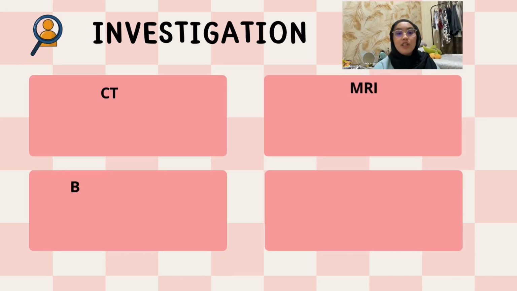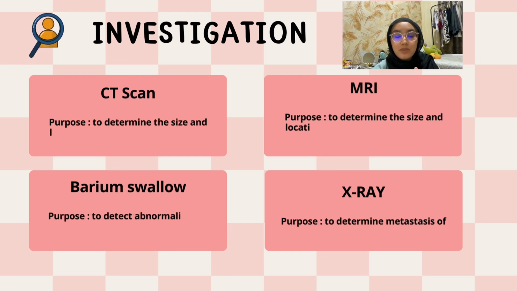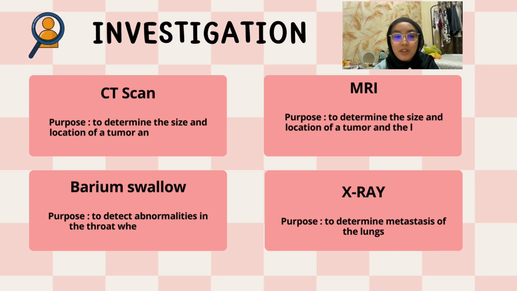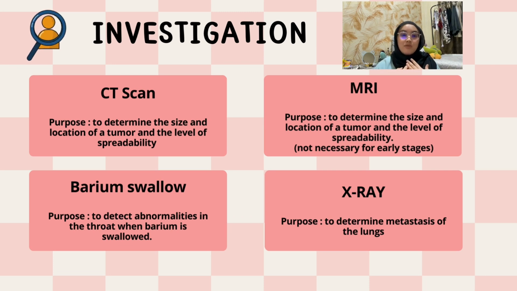Next, the physician also orders a CT scan and MRI to determine the size and location of a tumor and its level of spread. However, MRI is not necessary for early stages of the cancer. And then next we have the barium swallow. Barium swallow is a procedure performed to detect abnormalities in the throat when the barium is swallowed. And then we also have X-ray. The doctor may order an X-ray to determine any metastasis to the lung.